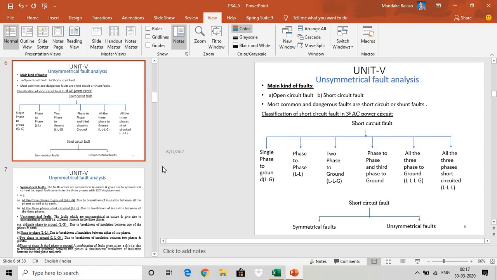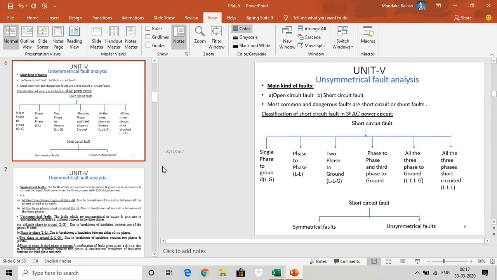So what happens in this case? In this case, the two conductors of two phases come in contact with each other, as well as they are in contact with the ground also. And such type of fault is called a two phase to ground fault, which is represented by L-L-G or LLG type of fault.